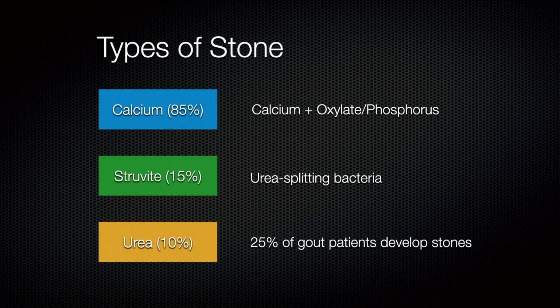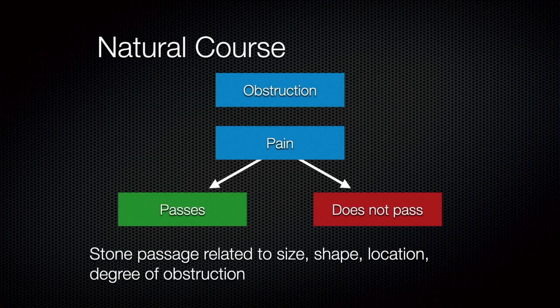So you can have the calcium stone being the predominant type. So it's calcium plus oxalate and phosphorus, with the struvite and the urea stones accounting for a minority subset of all stones. So the struvite being your bacterial created stones, and the urea, obviously urea crystallizing as opposed to your calcium. Now, what happens to these things?